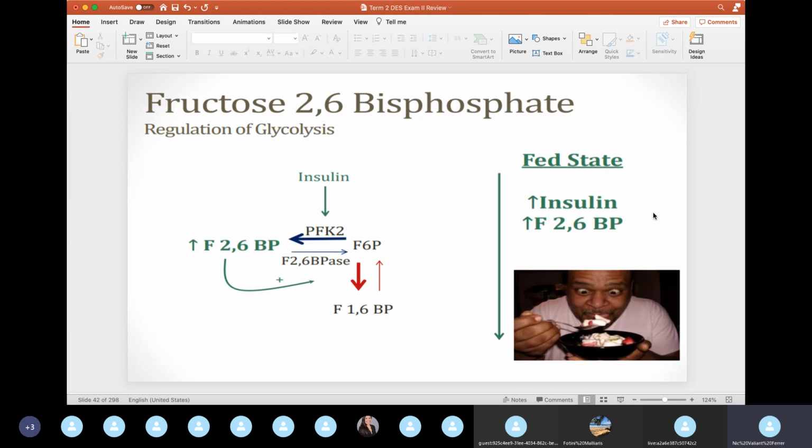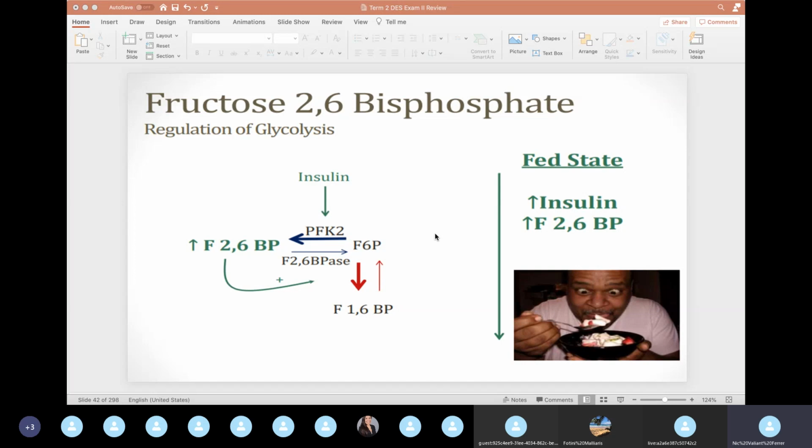Now, look here. Fructose 2,6 bisphosphate: in the fed state, you have an increase in insulin. If I have an increased insulin, I have an increase in fructose 2,6 bisphosphate, which increases my PFK2, which increases my fructose 1,6 bisphosphate. So for the fed state, you have an increase in insulin. If you're eating, you're good to go, right? You need to store that. So you have an increase in fructose 2,6 bisphosphate.